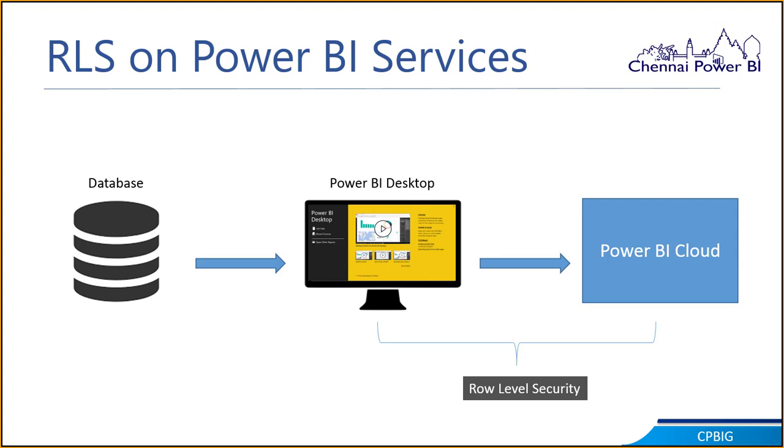This is a simple flow for you to understand how the row-level security would work on a Power BI service. As you can see on the picture, you have the database, you build a report with the Power BI Desktop, and you publish it to the Power BI cloud. The row-level security is configured with your Power BI Desktop within the modeling, where you would find the roles to create and manage.